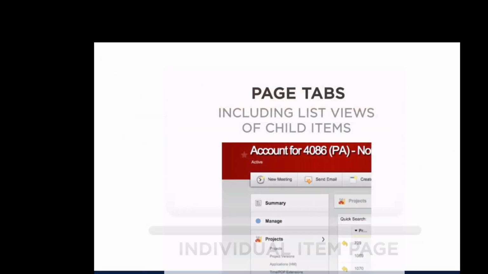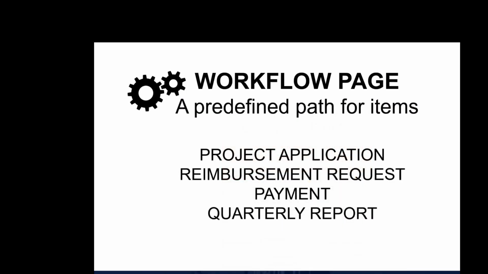The tabs on the left provide you with more listing options such as child item request, for example, viewing all project closeout requests for all projects on a specific account. Workflow-based items or requests such as a project application, reimbursement request, payment, or quarterly report look very similar to non-workflow items but are routed through a workflow path.